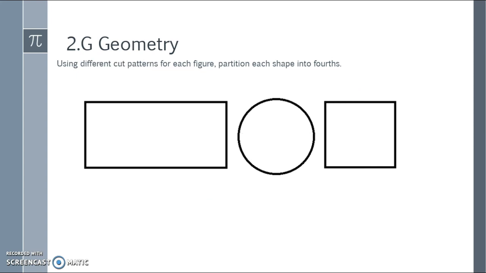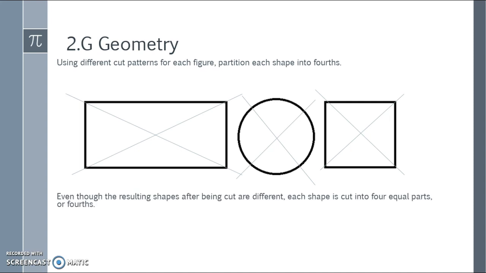Using the same shapes and a different cut pattern for each figure, partition each shape into fourths as well. So pause the video, see if you can do it a different way. And maybe your first way was a different way than mine. So the second way I did it was to go across them. So in an X pattern on each one. Even though the resulting shapes after being cut are different, each shape is cut into 4 equal parts or fourths.